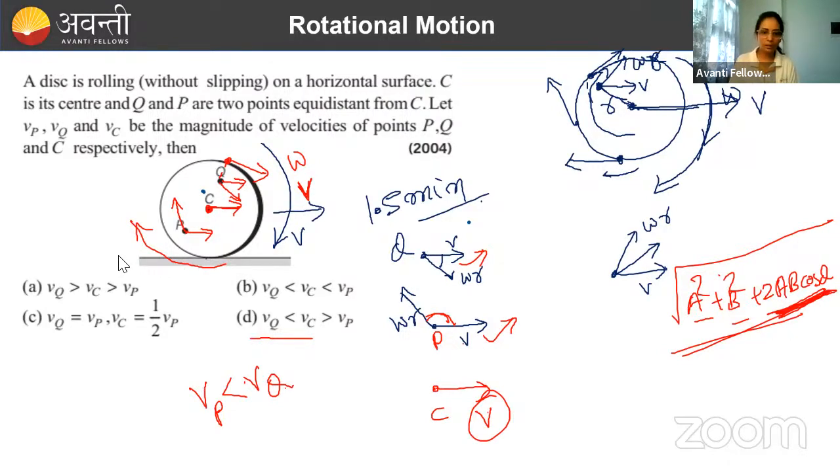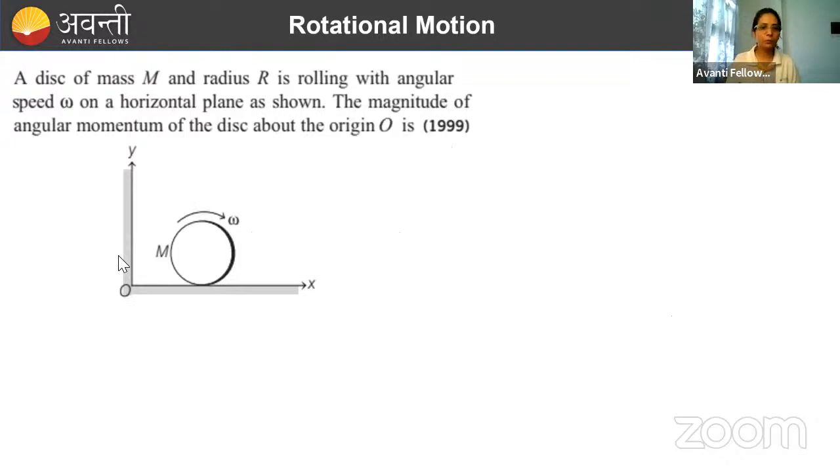Yes, that's correct. This is your Q, in Q both things are getting added, so how will this happen? VQ will not be less than BC, VQ will be greater than BC. So option A is going to be what? Correct? Yes. Done. Let's move ahead now, we have consumed lots of time.